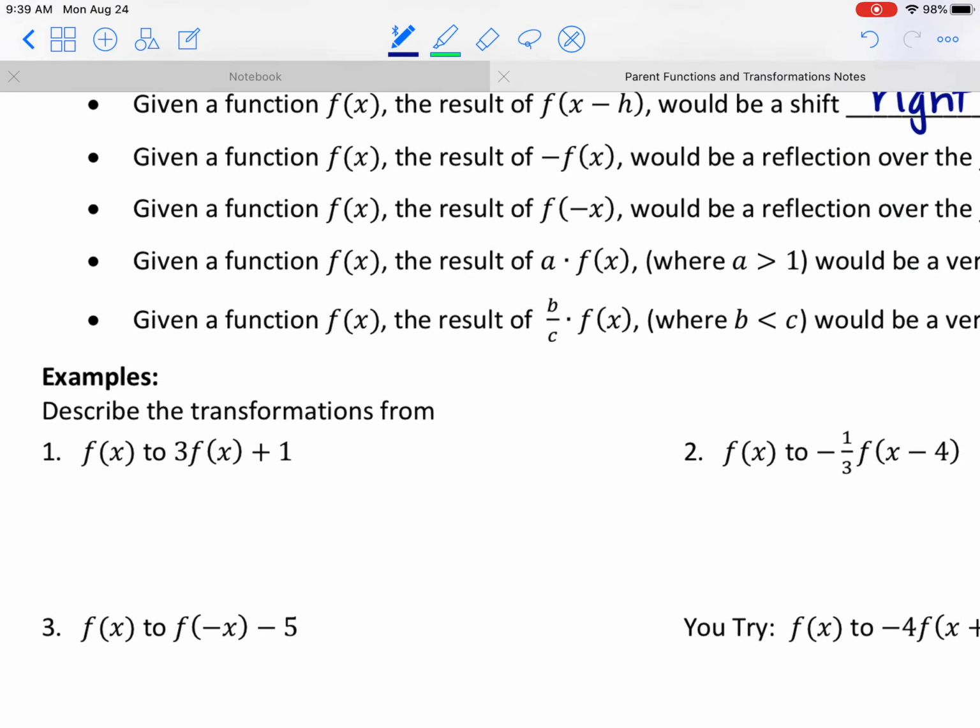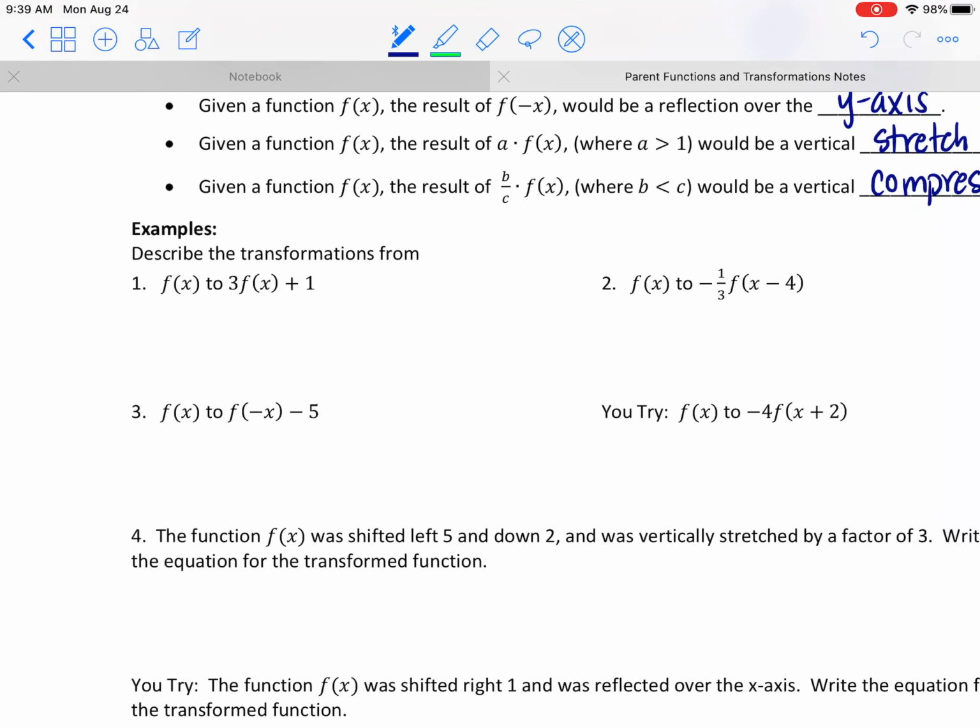Okay? So let's just try to identify, this is really generic here, if we took some function, and then multiplied it by 3 and added 1, what would be the result? Well, the times 3 here is going to vertically stretch the graph by a factor of 3. It's going to be increasing 3 times as fast. And the plus 1 here is going to shift everything up 1. So this is a translation up 1.